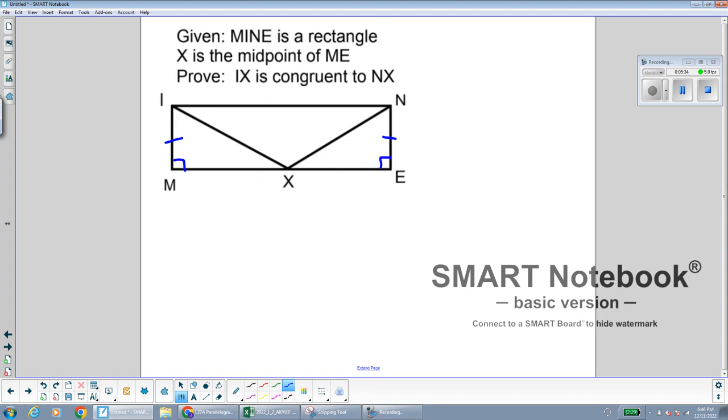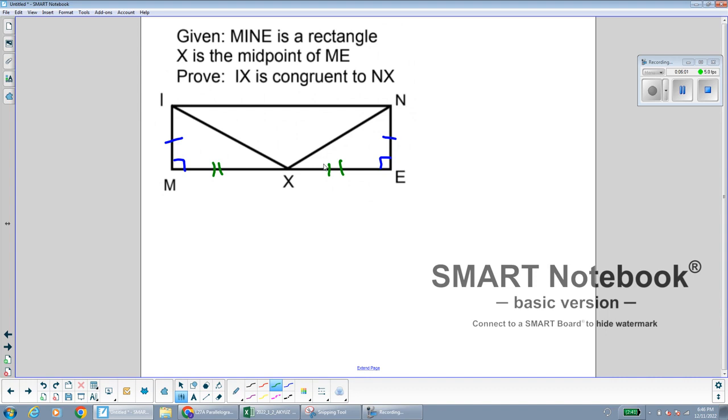And I see that the next given says that X is the midpoint of ME. Well, that's great, because if we know that X is a midpoint of the line segment, it splits the line segment equally into two congruent parts. And now we see that the triangles are congruent by side angle side. And now that we know triangle IMX and triangle NEX are congruent, we can say that the corresponding sides IX and NX are also congruent due to CPCTC.